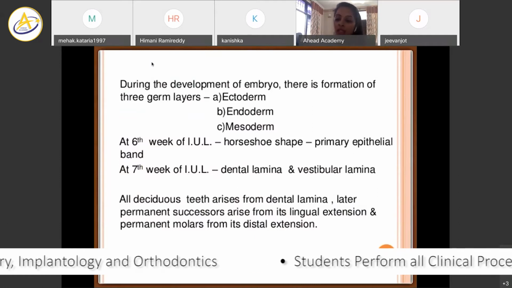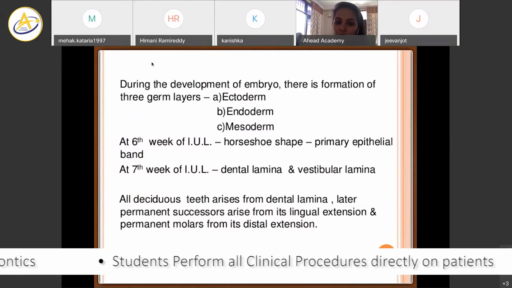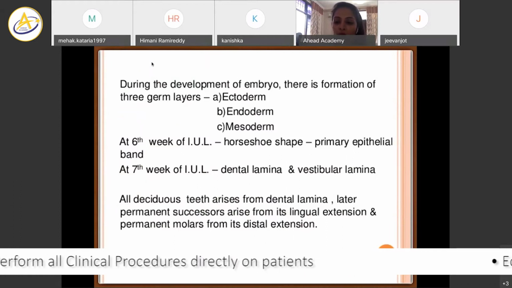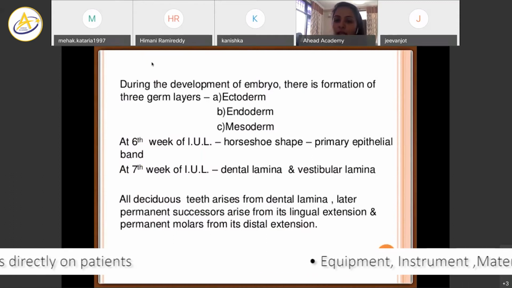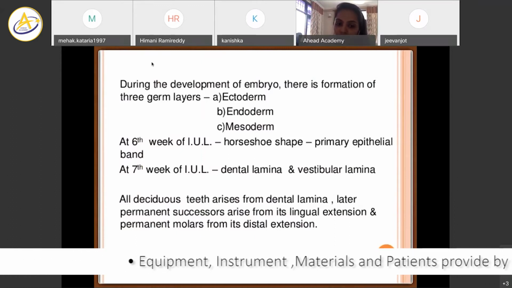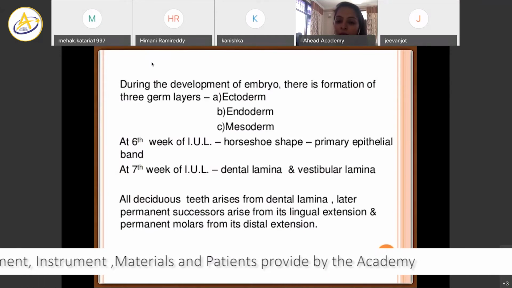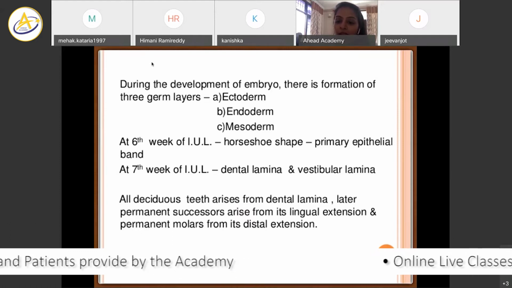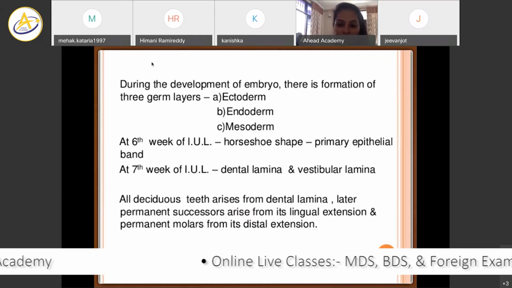We have already discussed this in detail, but we are going through it again so that we can link it. When we are discussing, I will just be giving you the numbers and not telling you the basic theory behind it, right? During the development of the embryo, there is formation of three germ layers: ectoderm, endoderm, and mesoderm. At 6 weeks of intrauterine life, a horseshoe-shaped band, the primary epithelial band, forms. At the 7th week of intrauterine life, the dental lamina and vestibular lamina form, right? We've already discussed this.